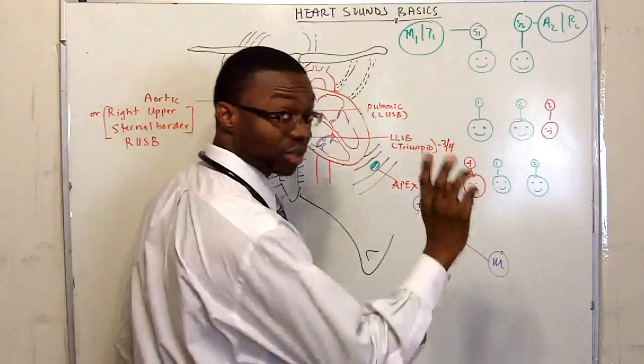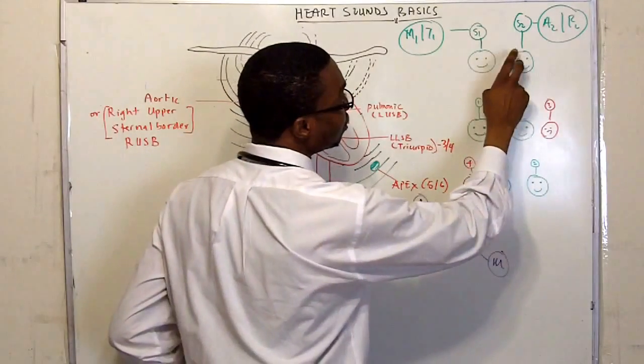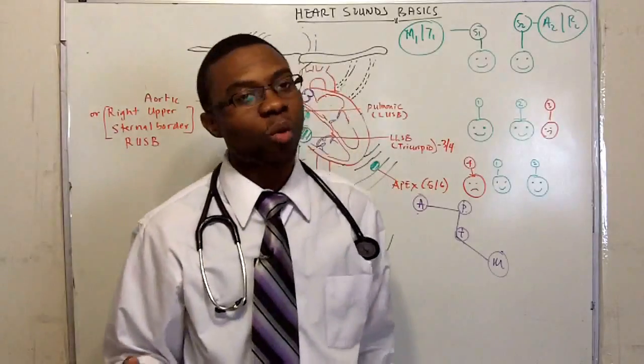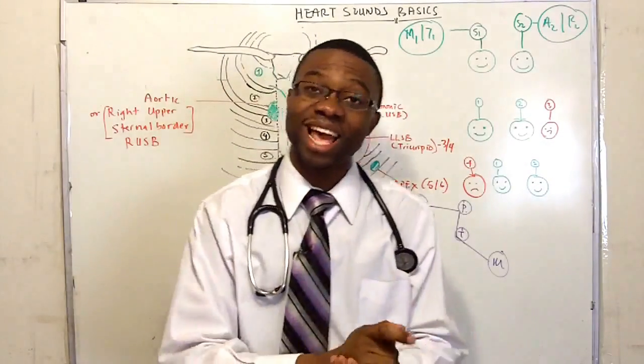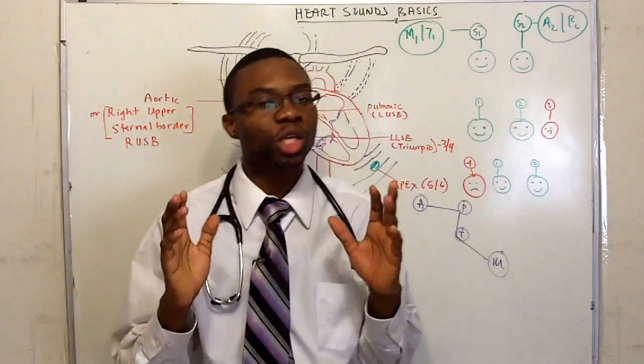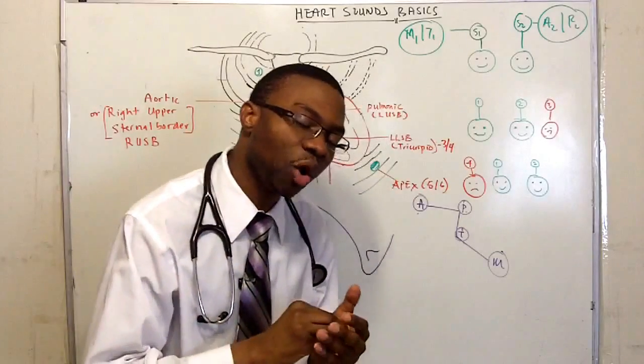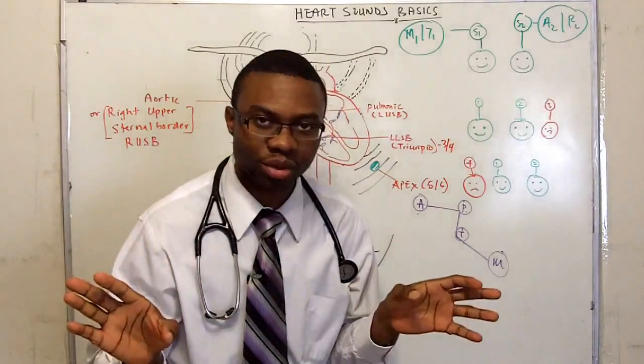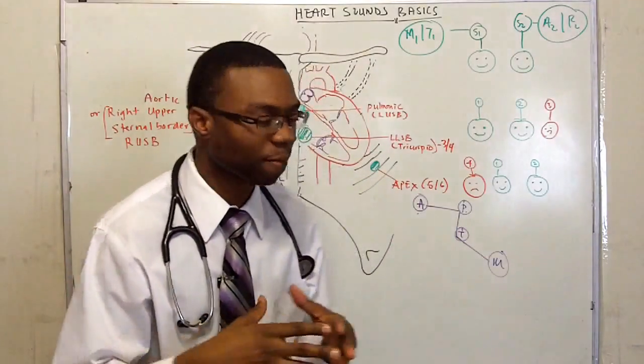Now, let's do that again. 1, 2. S1, S2. Wow, it sounds very complicated. No, it's very easy. Look at that. 1, 2. If you can just count 1 and 2, you'll be good. So every time you listen to somebody's heart, just listen for 1 and 2. Okay? That's all you need to start with.